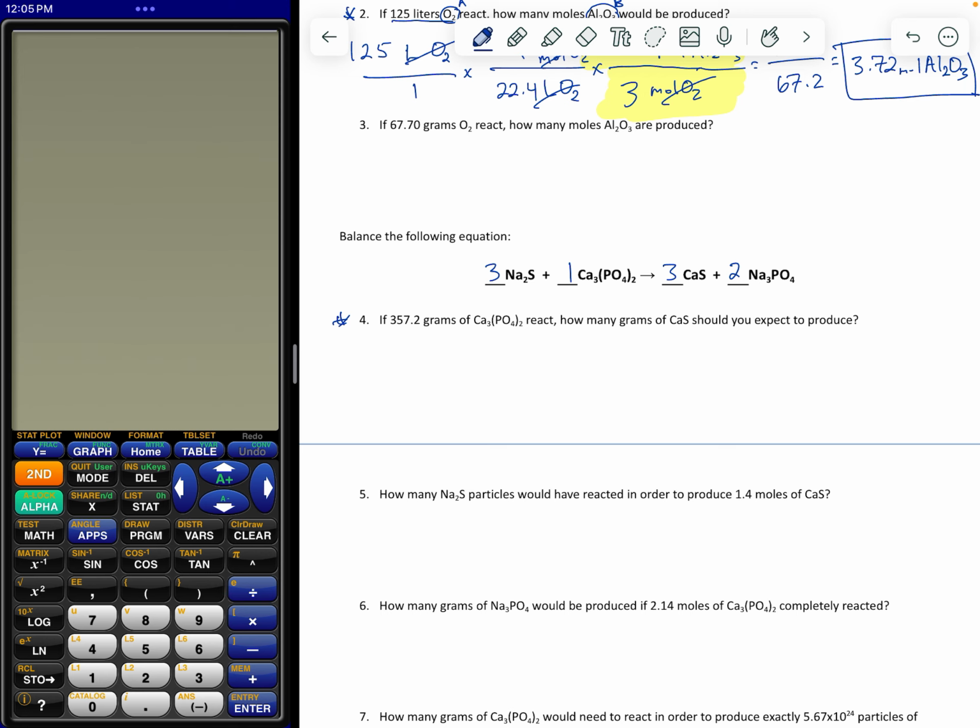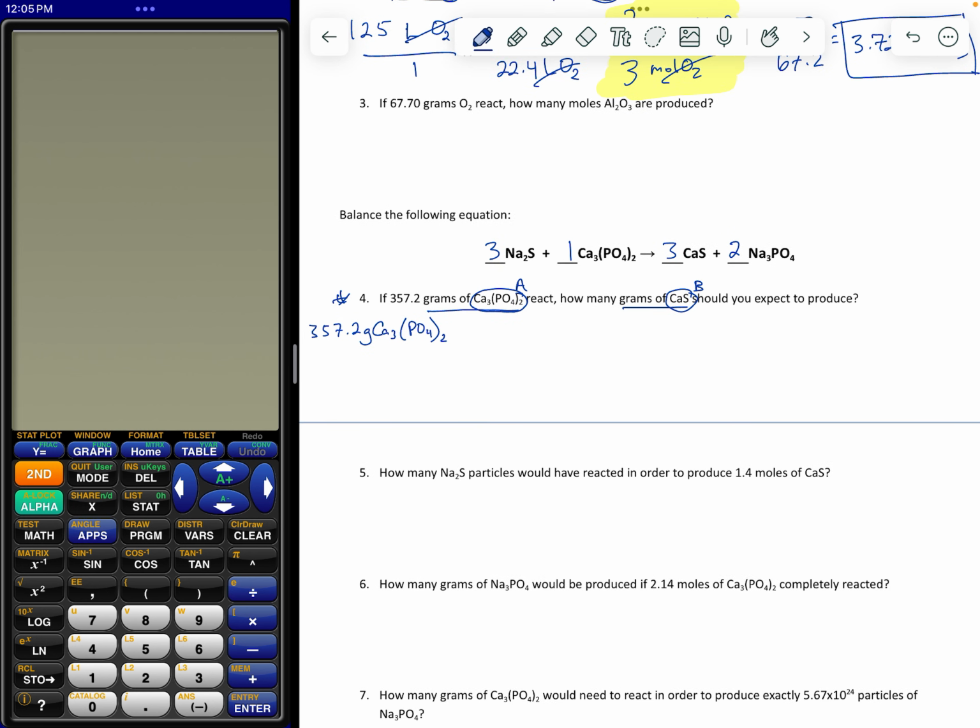But in this case, let's identify what we're starting with, what unit, what substance, and what we're trying to get to. We have grams of calcium phosphate here, and we're trying to get to grams of calcium sulfide. And then we have our 357.2 grams of calcium phosphate. It might seem monotonous to add all of that information in the problem itself, but it's going to help you keep track of everything. And we are going to be pairing the units with the substance associated with it. So make sure you start to get used to including all that information.